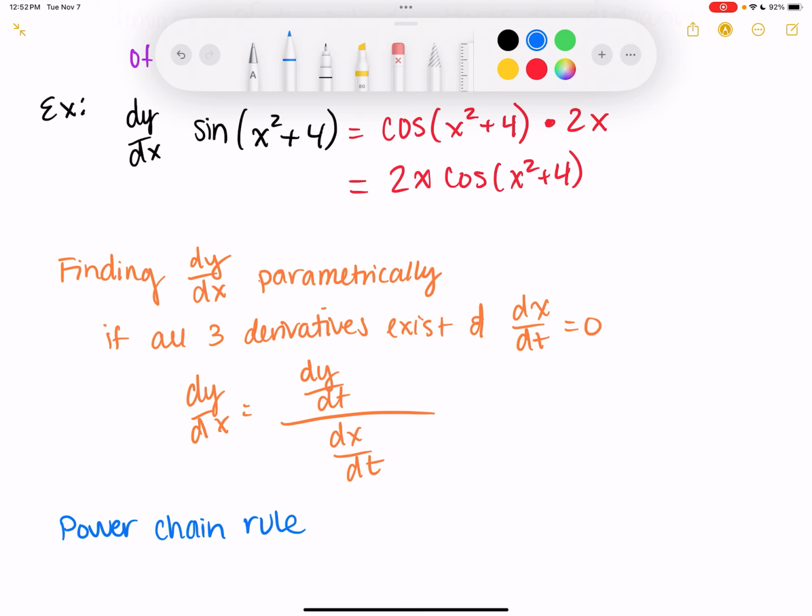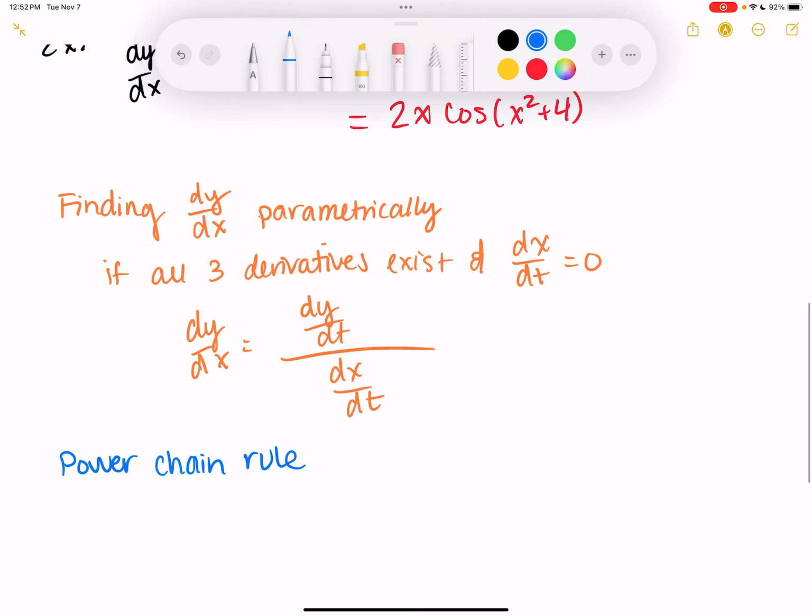Grab me a pencil. All right, so the power chain rule says d dx of u to the n, where u is a function with respect to x, is equal to n times u to the n minus 1 times du dx, which is literally just a fancy way to write the chain rule of a power function.